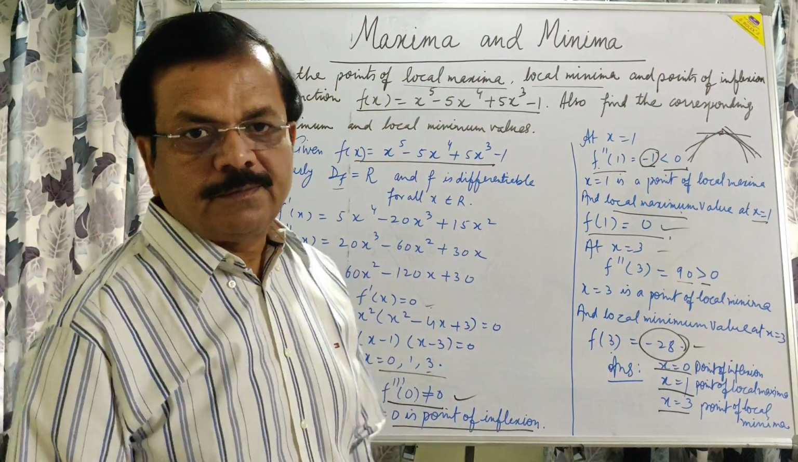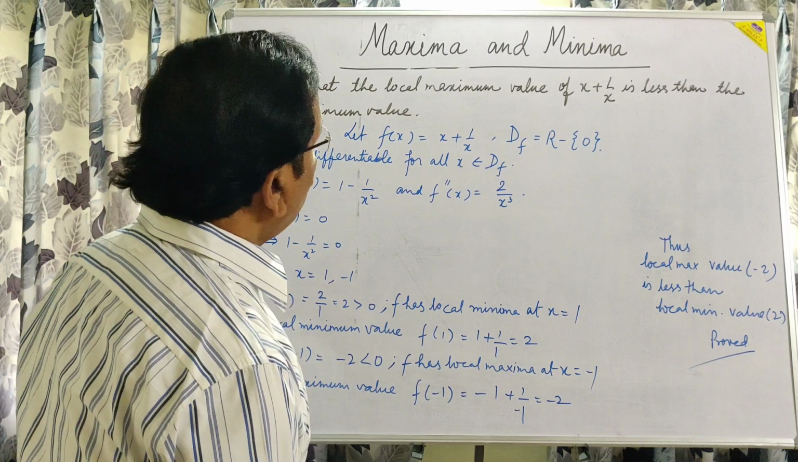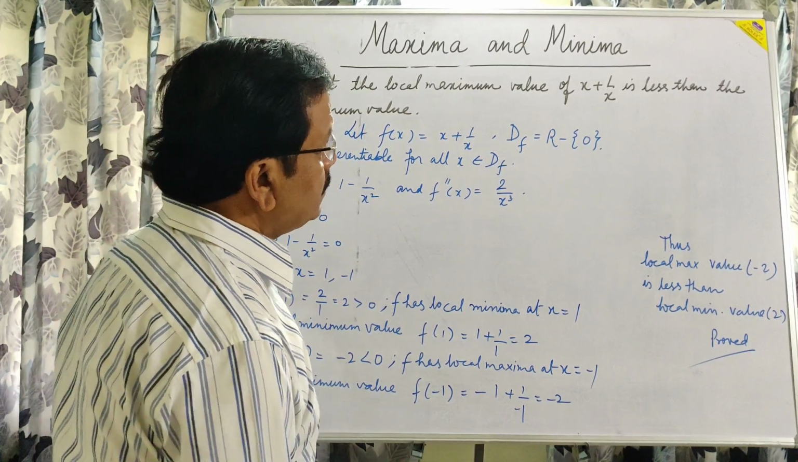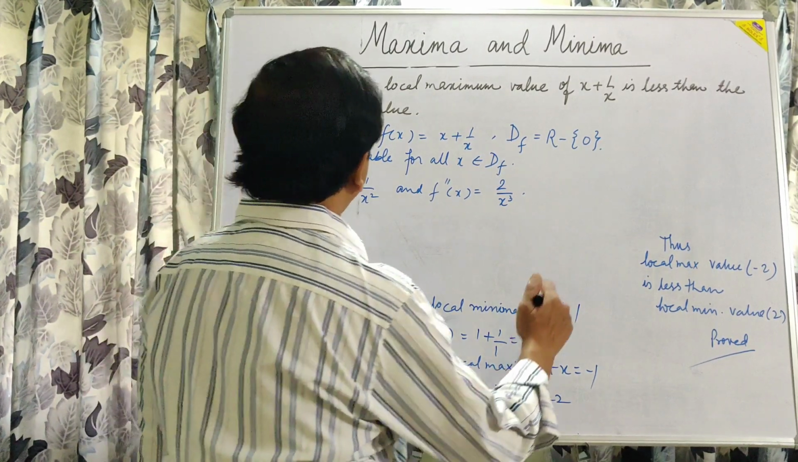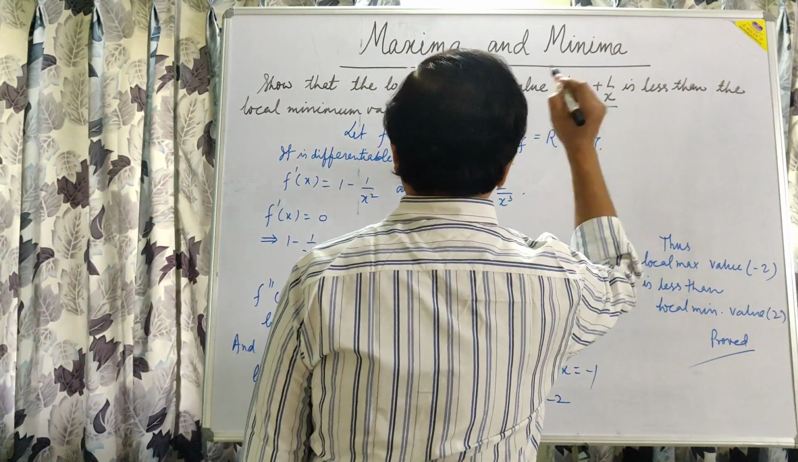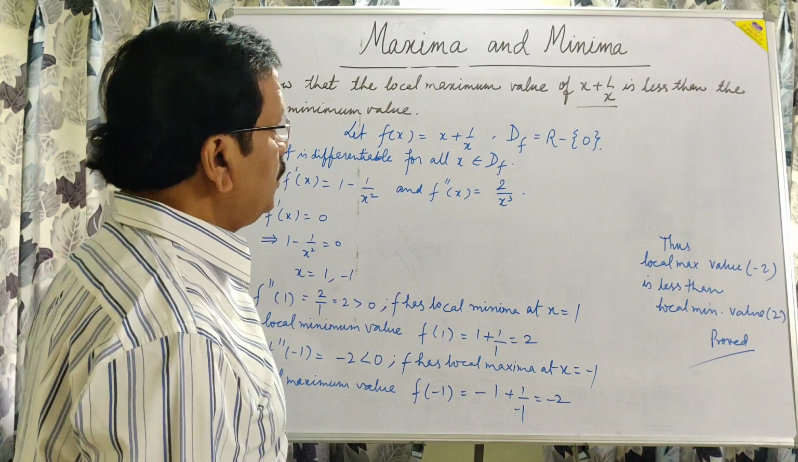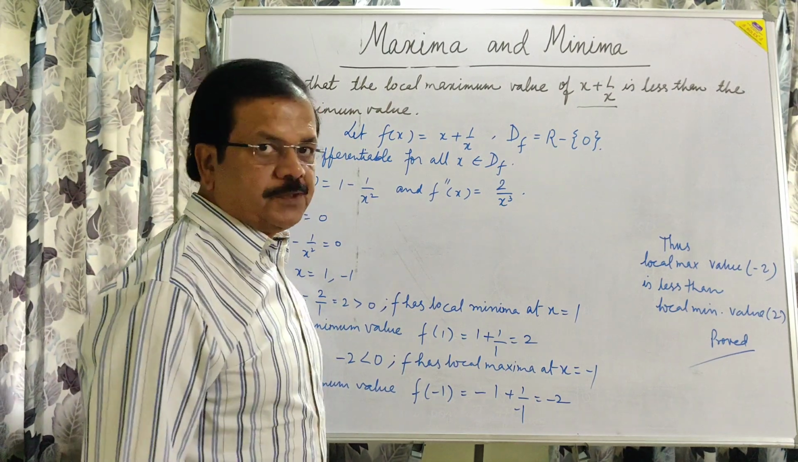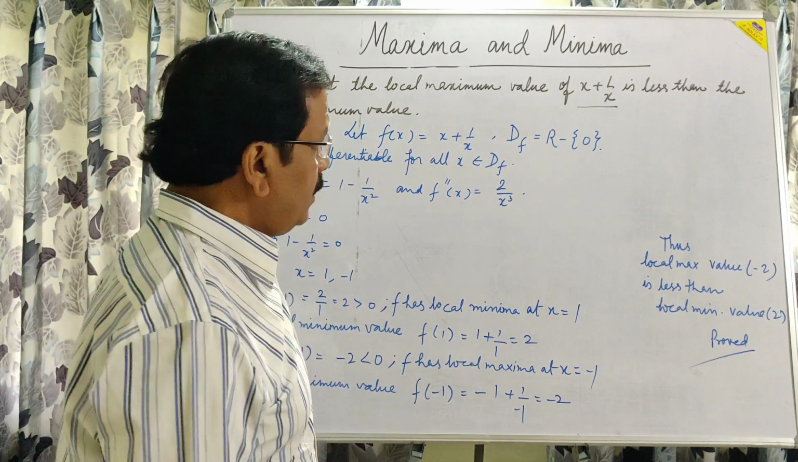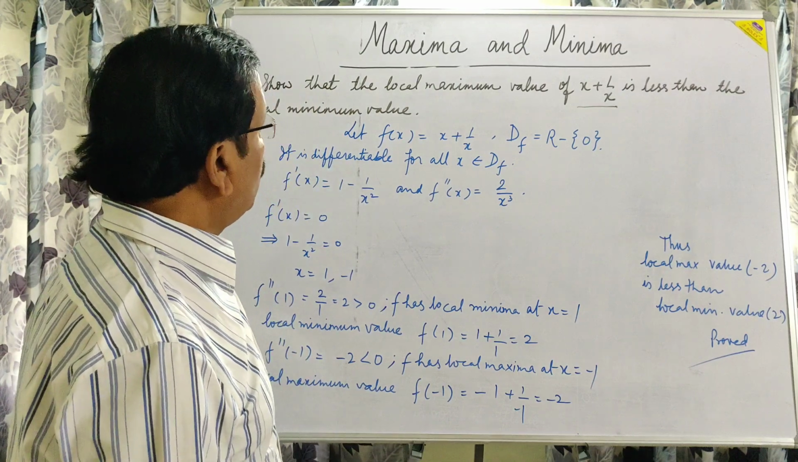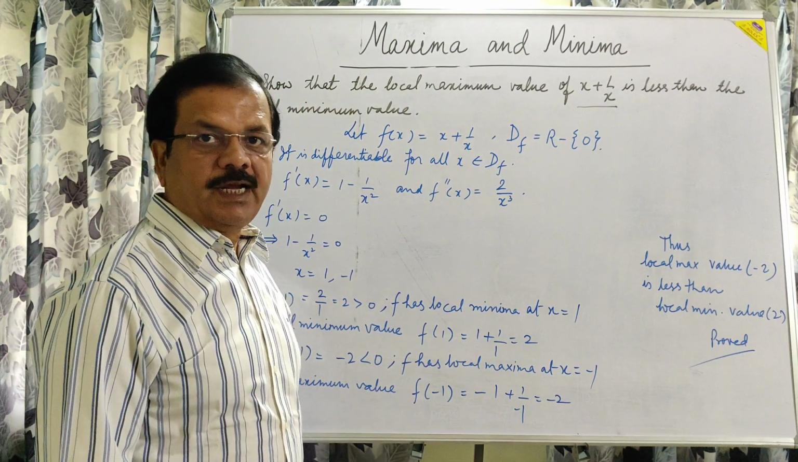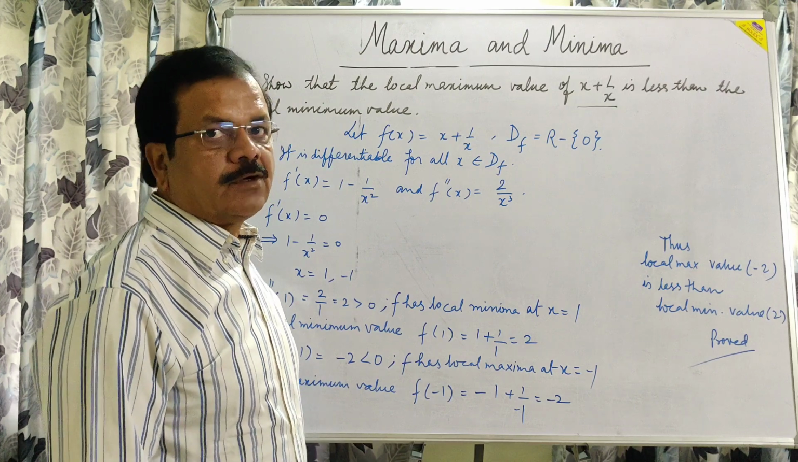Now next question. Show that the local maximum value of x plus 1 upon x is less than the local minimum value. This is again a different concept. In this question you will see that in spite of being a local maximum, the value is less than the local minimum in the same curve, as we just discussed in the concepts.